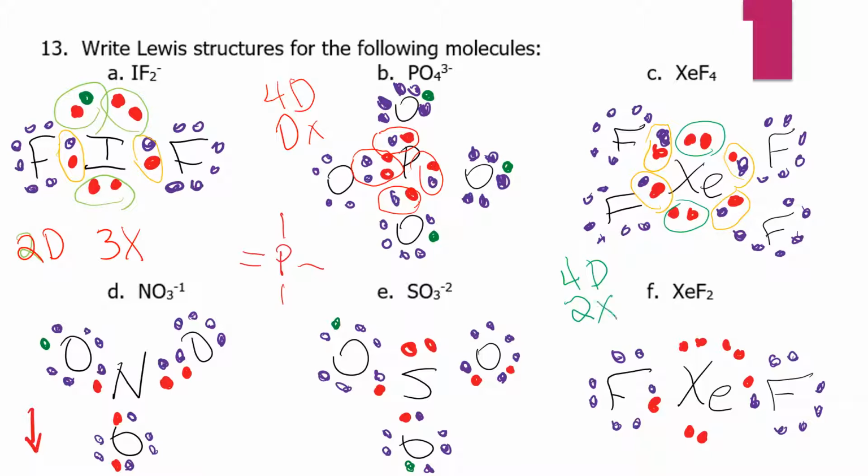Two extra pairs of electrons on the xenon. So it actually has electron pairs in 6 total areas there.